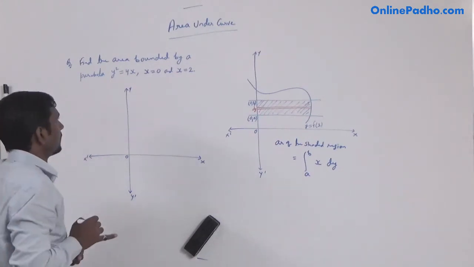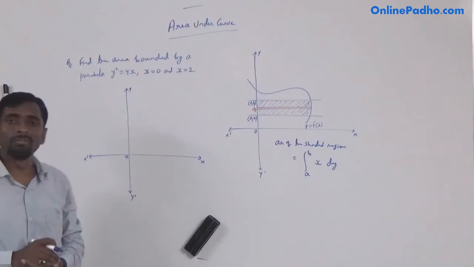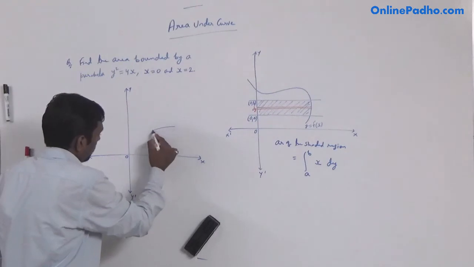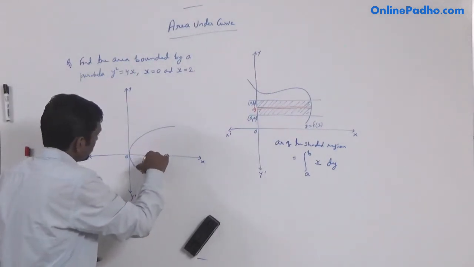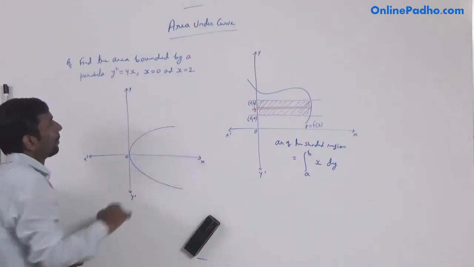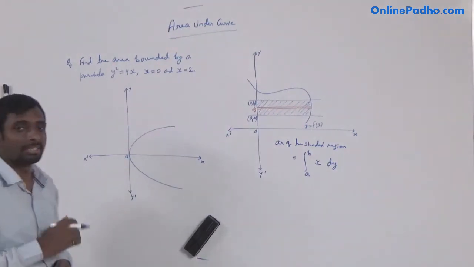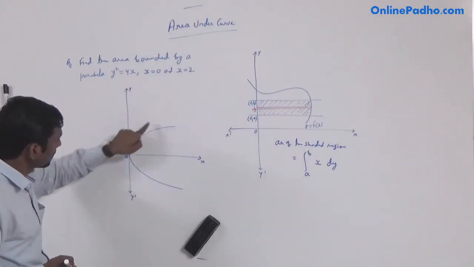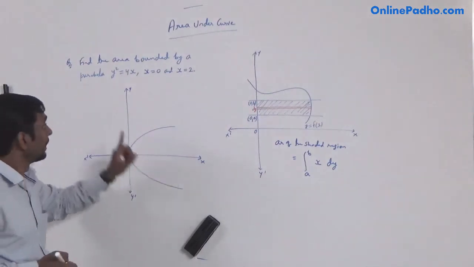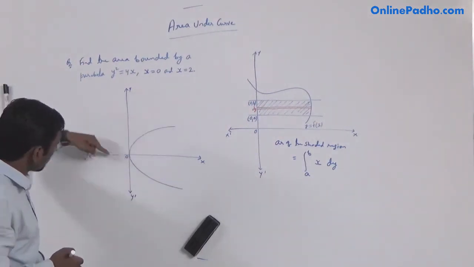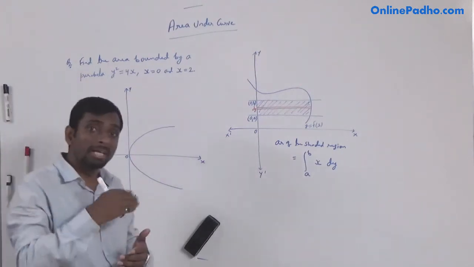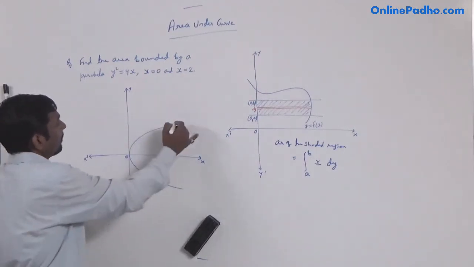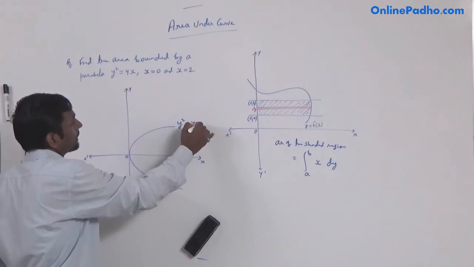On the coordinate axis xy, what do we mean by y square equal to 4x? Y square equal to 4x means this is a parabola whose vertex is origin and this is along positive x-axis. As we discussed earlier in class 11th also, y square equal to 4x is along positive x-axis. X square equal to 4ay is along positive y-axis. Y square equal to minus 4x is along negative x-axis, right? And this is the curve y square equal to 4x.